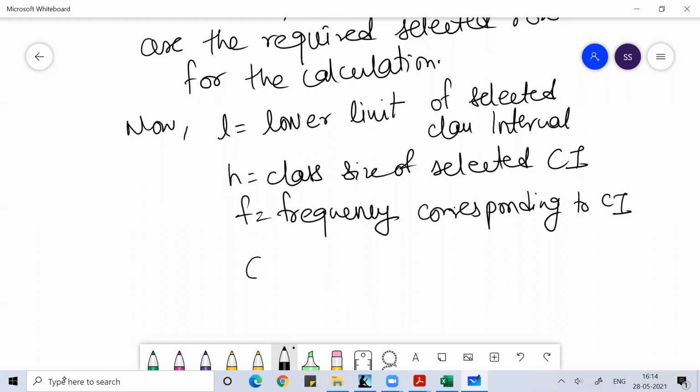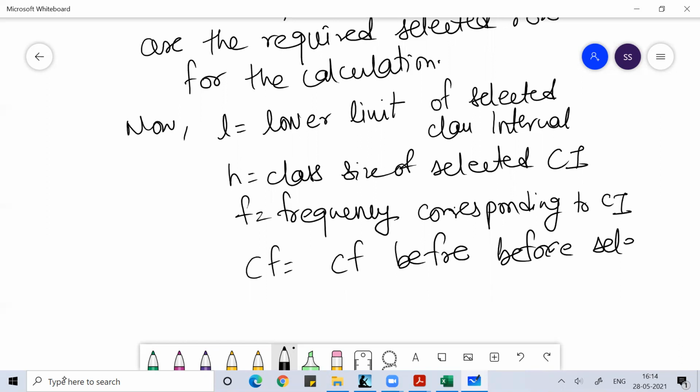And CF basically means the cumulative frequency before the selected class interval. Once you understand all this, you simply put the data and you get the answer for your quartile 1 and quartile 3, whether it is raw data or class intervals and frequencies.